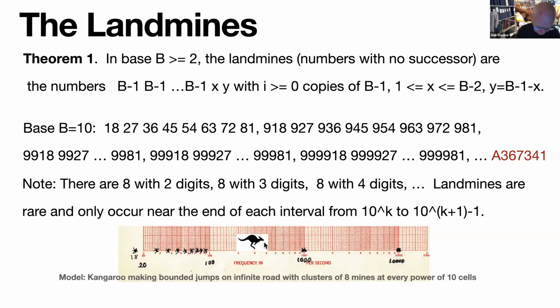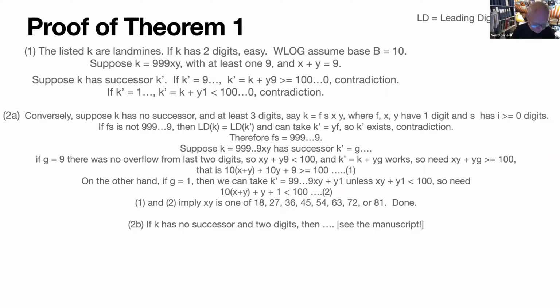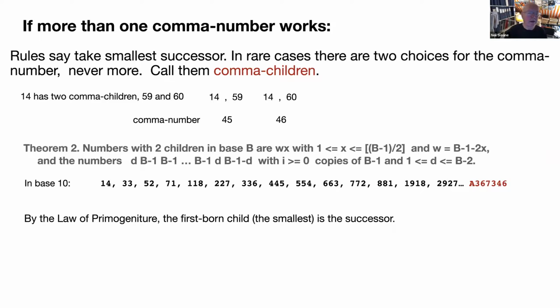So it goes along. And here's the proof of theorem 1. It's easy and good. Now, sometimes there's a choice. If there's a choice, Eric's rule says you've got to pick the smaller of the 2 choices. Let me show you an example where there's a choice. Suppose the sequence started at 14. What comes after 14? What's the comma number for 14?